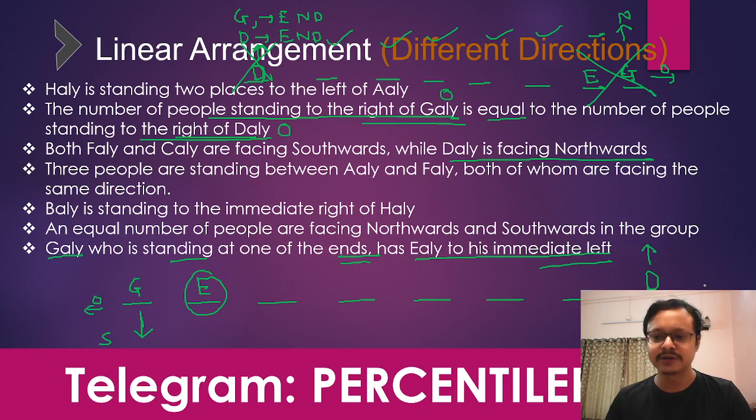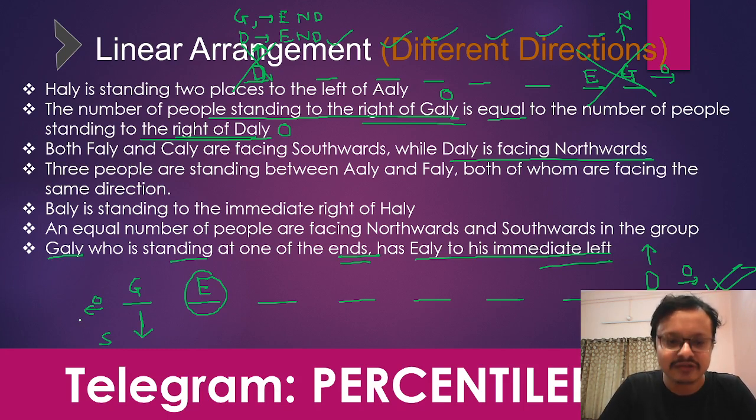So one thing is for sure, this arrangement will not work. So the only possible arrangement that will work is if Galley is at this end, in which case Galley is facing south and Galley is facing north. Then what happens is Galley ends up having 0 people to the right. Galley also ends up having 0 people to the right. So what has happened is we've not only fixed Galley, Galley and Galley, but we've also identified that Galley is facing northwards while Galley is facing southwards. So it's very important to plug in these two people who are at the extreme ends.